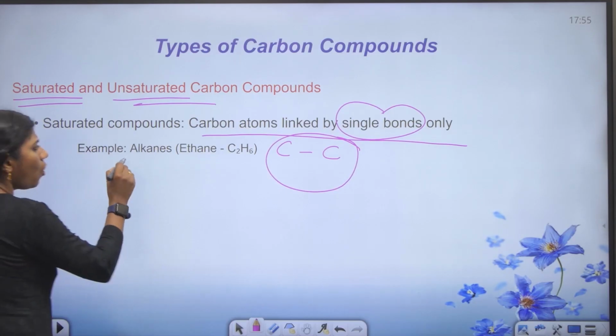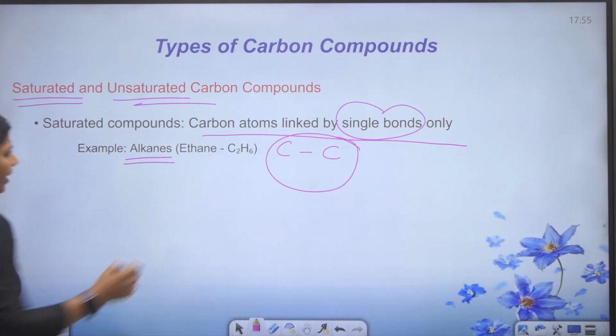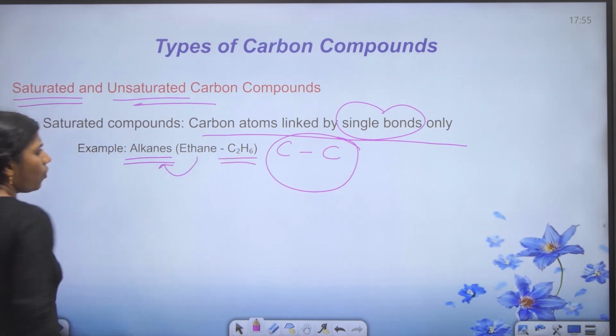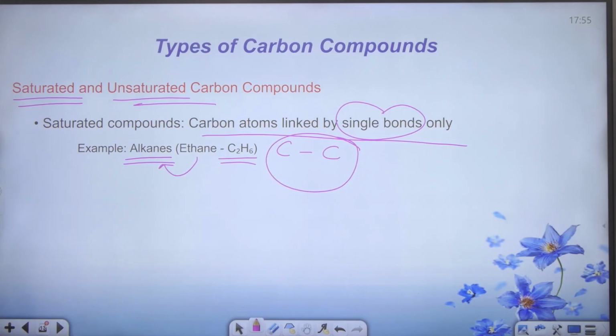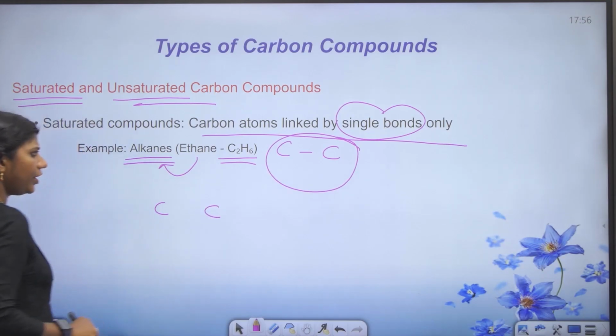For example, all alkanes are saturated. All alkane molecules are saturated molecules. Ethane is an example of an alkane. The formula of ethane is C2H6. How to draw the structure of ethane? The total number of carbon atoms present in an ethane molecule is 2.